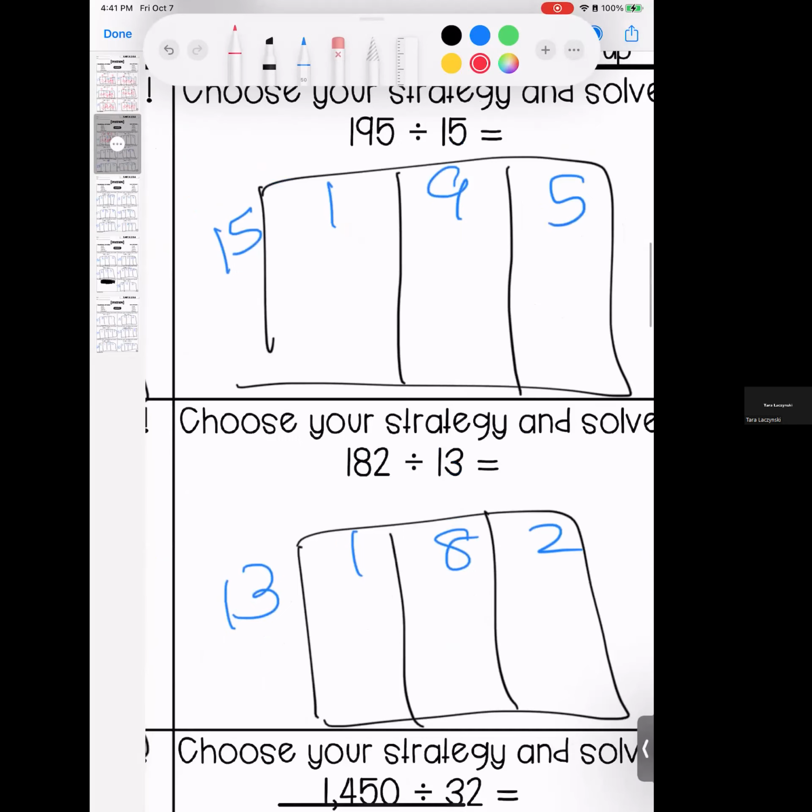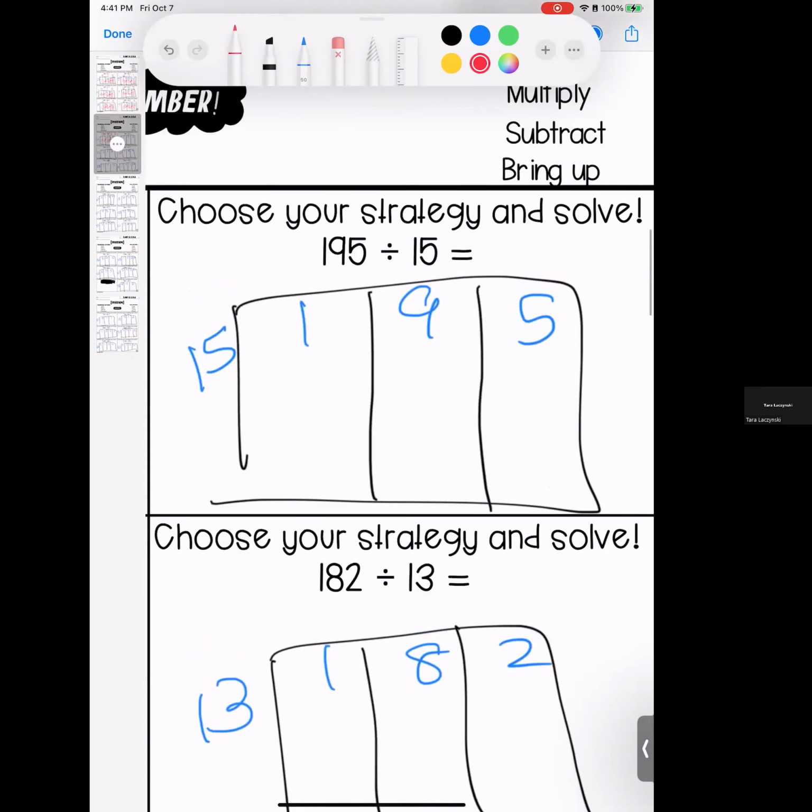Zooming in a little bit there. Make sure we're still on our screen. Perfect. We know how to start with our 2-digit divisors.